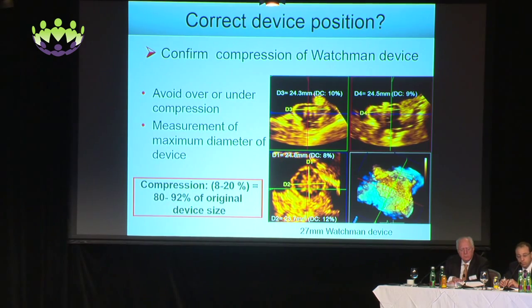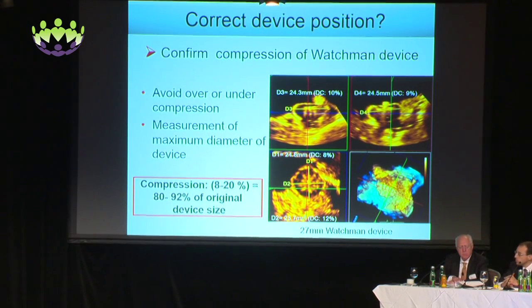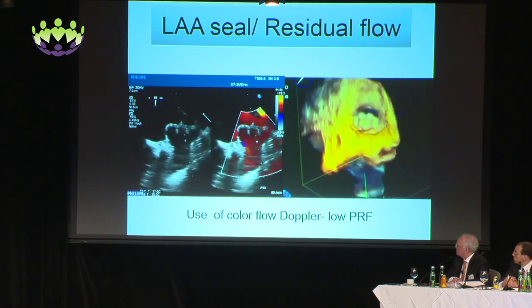This is normally 80 to 92% of the original device size. This is measured in several views, as we can appreciate here. So in this case, a 27 millimeter Watchman occluder was placed, and we come to a compression in between 8 and 12%, which is in the range of the compression we want to have for the device.